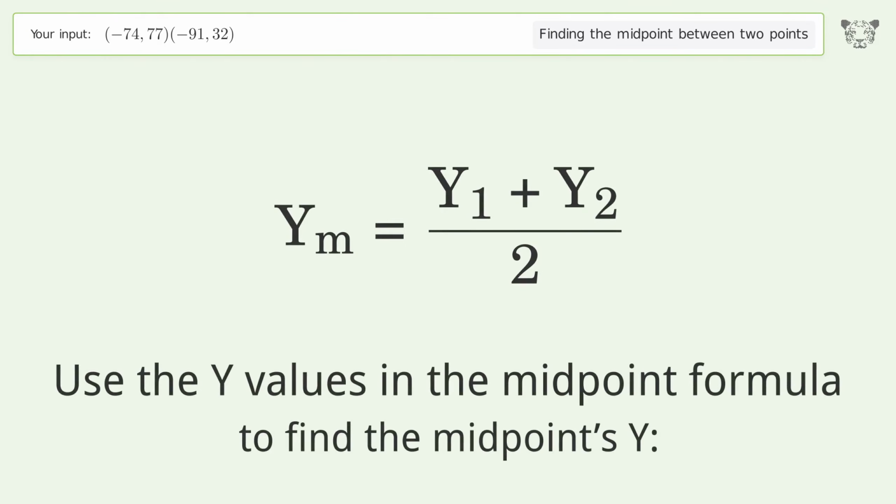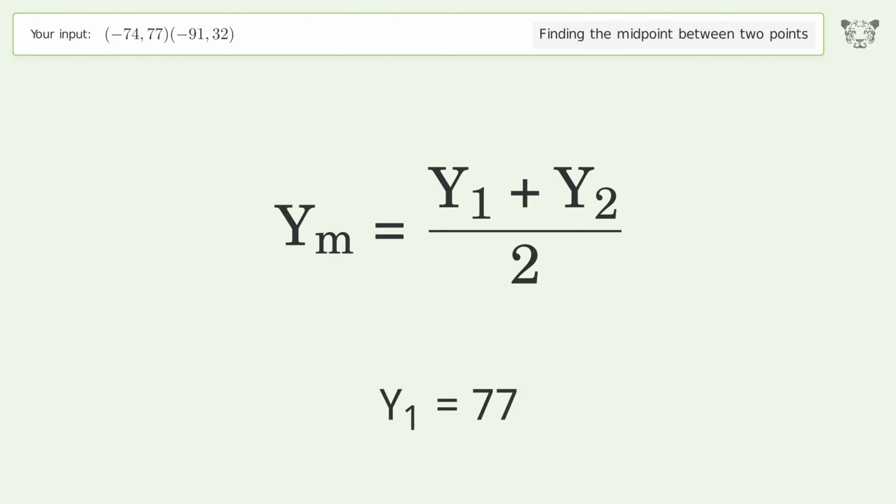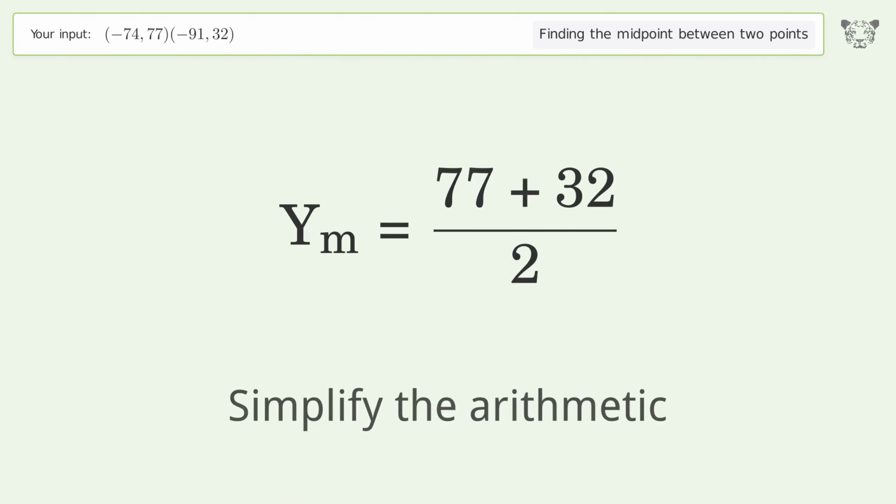Use the y values in the midpoint formula to find the midpoint's y. y1 equals 77. y2 equals 32. Simplify the arithmetic.